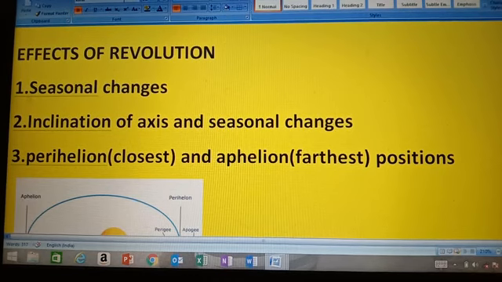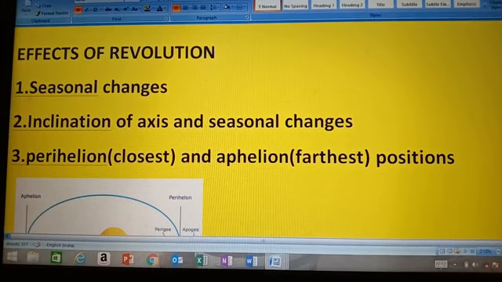In 1 year, we have 365 days. This 6 hour is added to every 4th year, which makes a complete 24 hours, which is 1 day, which is added in the month of February. When February has 29 days, that year is known as leap year, which has 366 days in a year.